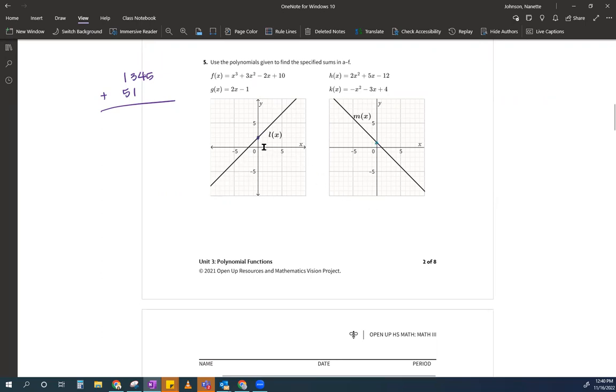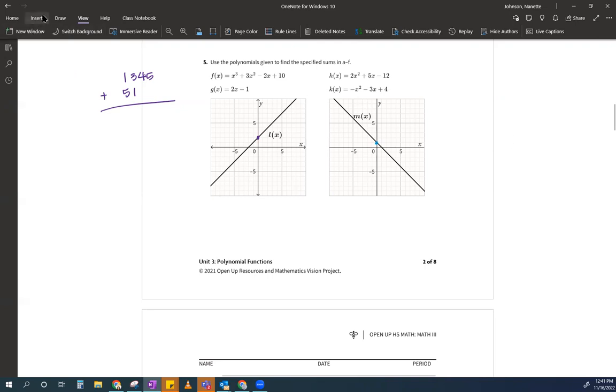What's that number? 2. Good. What's that number right there? You guys all see it? Oh, okay. And you want me to add those two together, Miss Johnson? Yeah. So you want me to add 2 plus 1? Yes. Okay. And then you want me to plot that point?